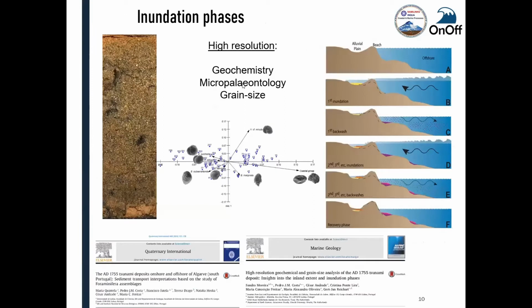Another perspective was to determine the inundation phases. When you look at the deposit, there's mud up here, mud at the lower contact as well, and essentially it looks like a massive deposit. But when we analyzed it at half-centimeter resolution, we were able to see differences in geochemistry, micropaleontology, namely foraminifera, and also in terms of grain size using image analysis. With that, we were able to establish 3 major inundation phases and 1 recovery phase. So we were able to see what was initially a massive deposit and then reconstruct that. Again, retrieving information from sediments and reconstructing the event.